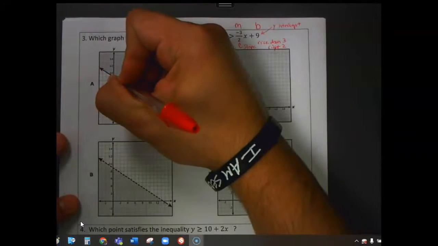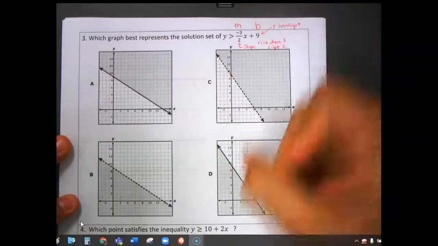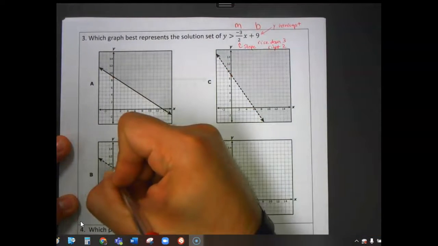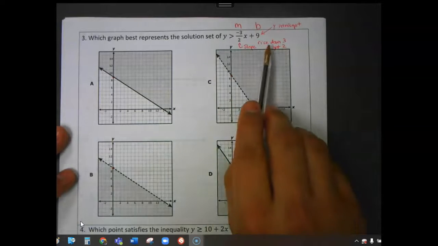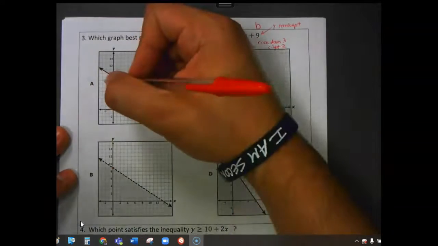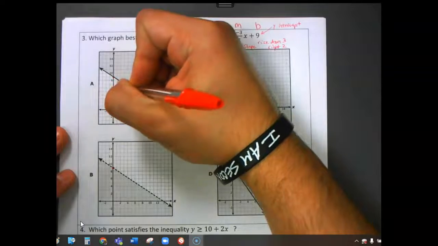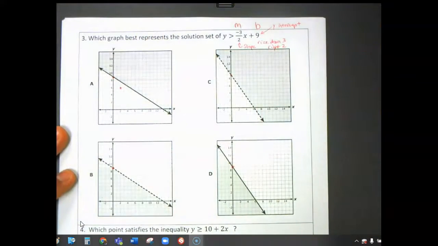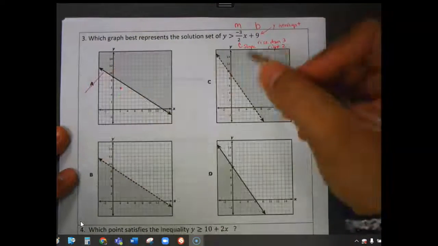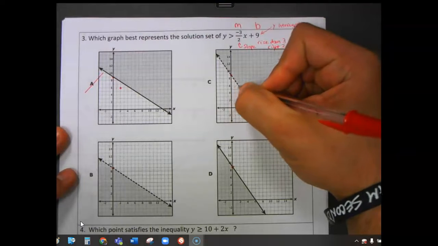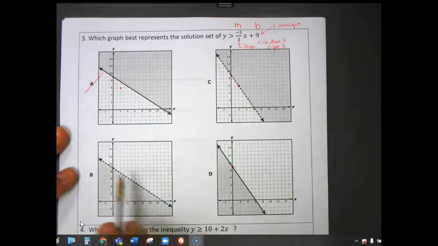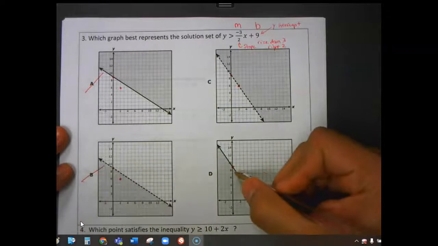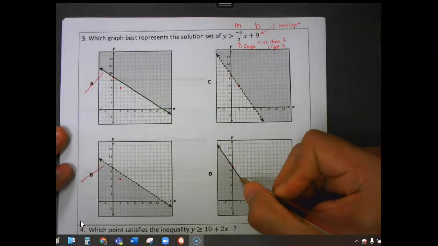Okay, 9, 9, 9, 9. All of them have a good y-intercept. Now let's look at the slope. Down 3, right 2. A cannot be right. The line isn't going the right way. Down 3, right 2. Okay, C is okay. Down 3, right 2. B does not work. That point is not on the line. And then D, 1, 2, 3, 1, 2.